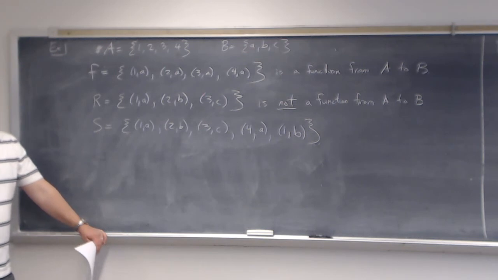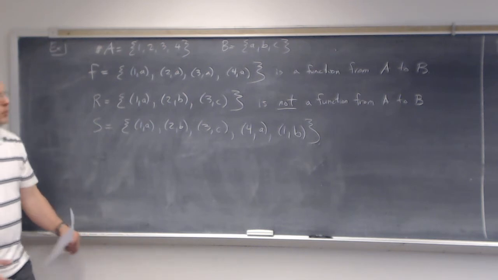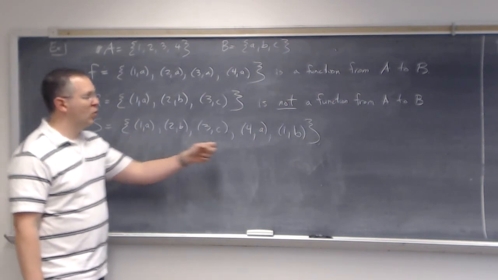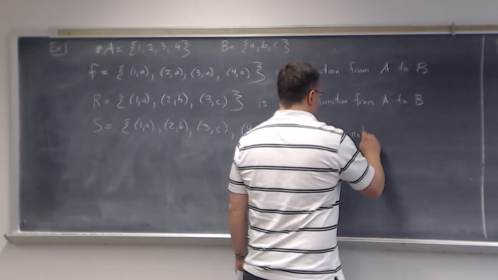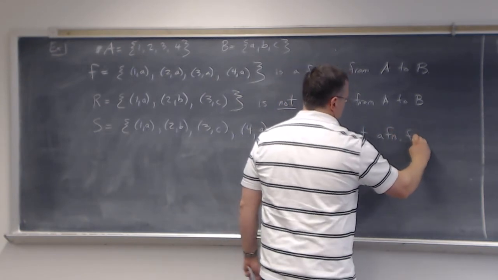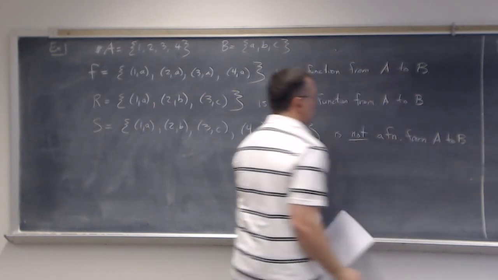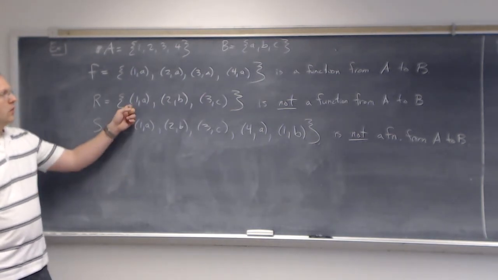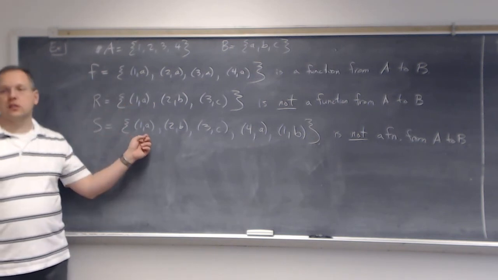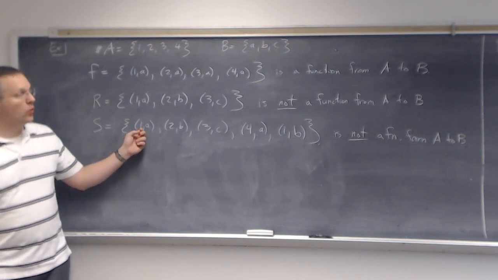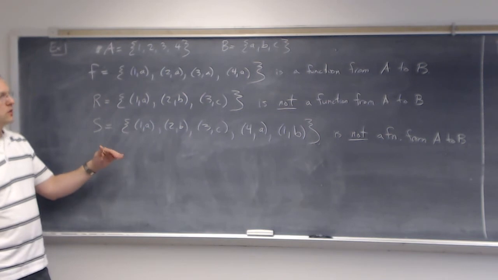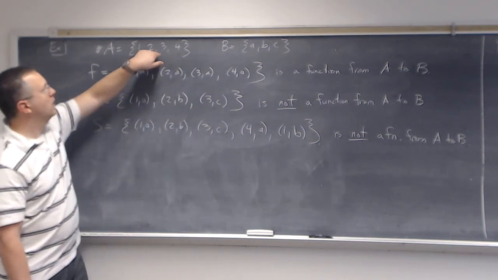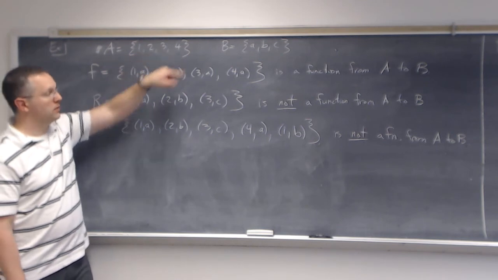Function or not? Nope. Why not? Because you have two points for one. More than exactly one point has one as first coordinate. This is not a function. So I want to just illustrate two reasons why a set might not be a function. Is there more than one point with the same first coordinate? So it's clearly not a function. But here, by the technical definition, you'd have to have exactly one point for every input.